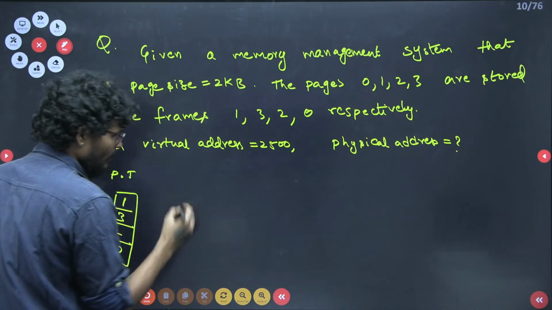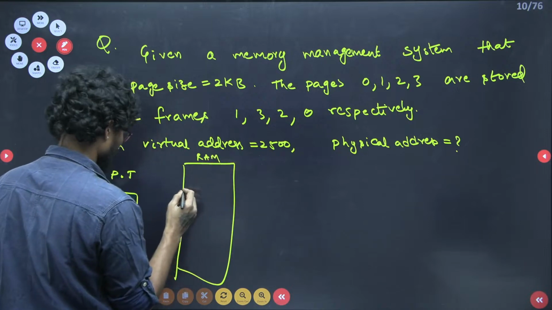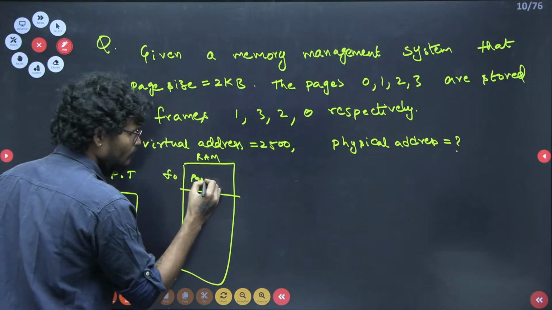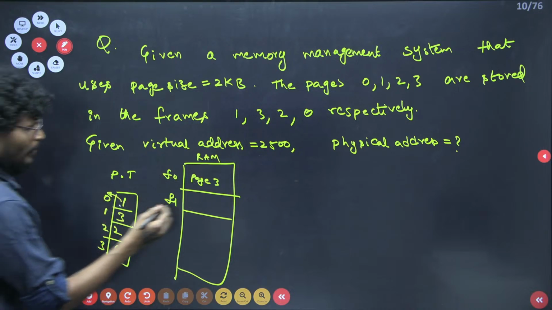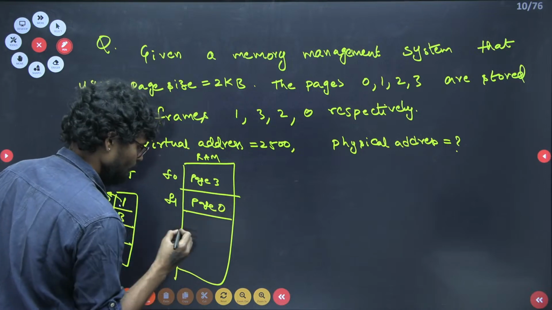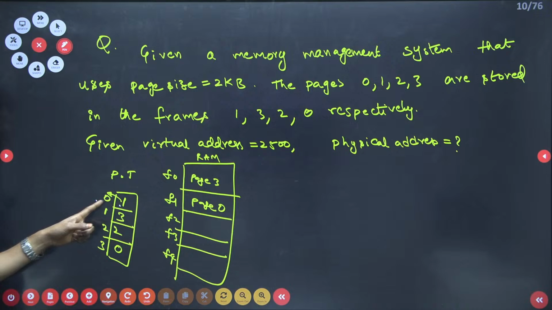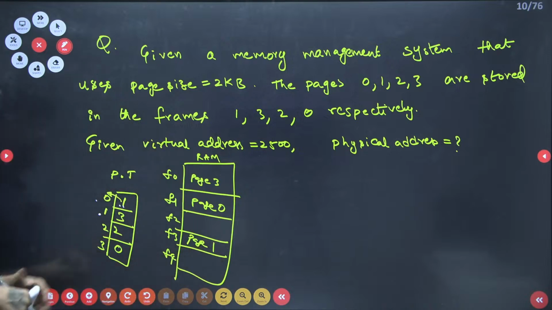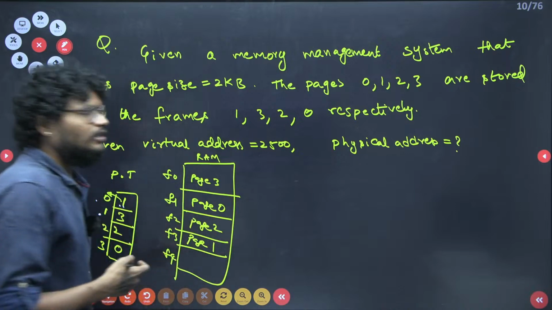Right? So if we actually draw this memory, let us say this is our RAM and these are our frames. So our frame 0 will contain page number 3. Frame 1 will contain page 0, and so on. So let us say F2, that is frame 2, frame 3, frame 4 and so on. So page 0 is in frame 1, page 1 is in frame 3, and then page 2 is in frame 2. Similarly, page 3 is in frame 0. So now they gave a virtual address 2500.